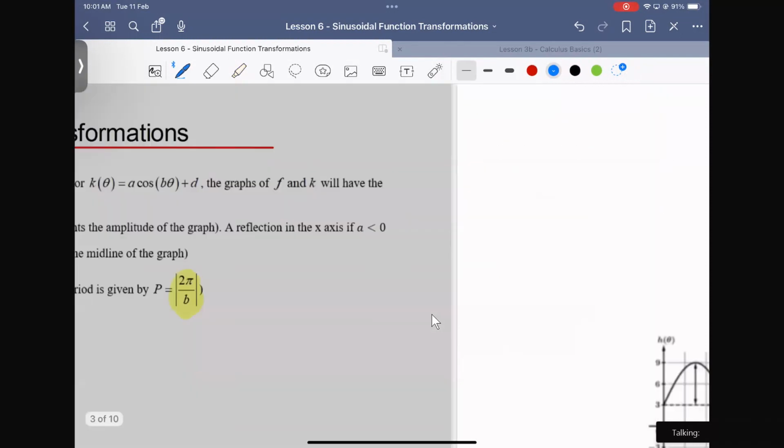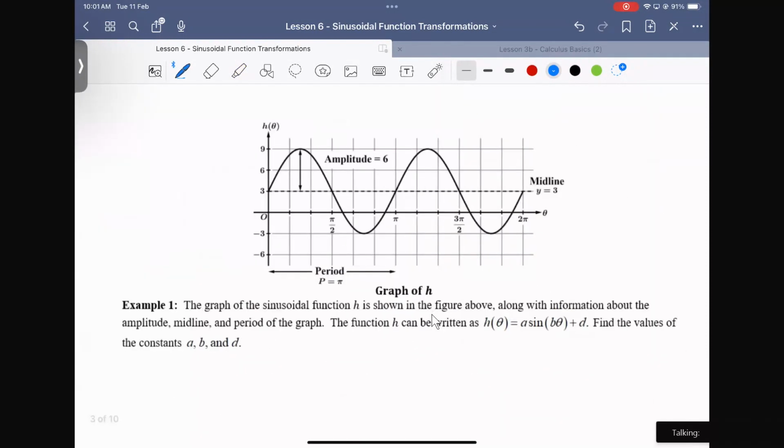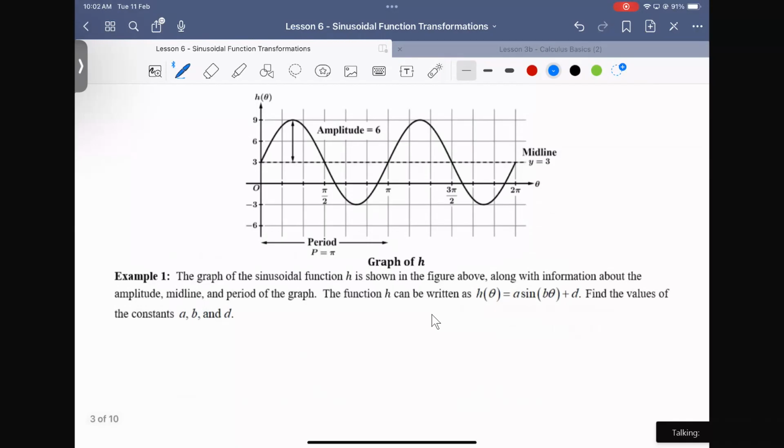Right, let's try one out. What we've got here is a sinusoidal function. The amplitude is given as 6. We even get the period, it's been included here. So the period is included here, the amplitude is there, and we can see what the midline is. Once you know what these three values are, it isn't going to take much effort to create a function that fits these values.